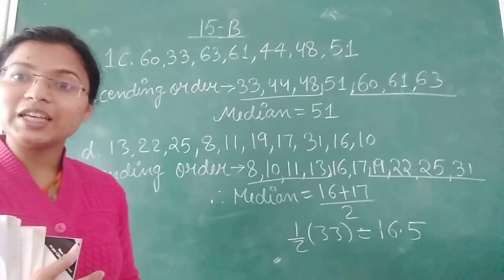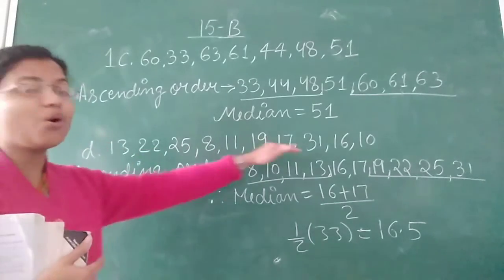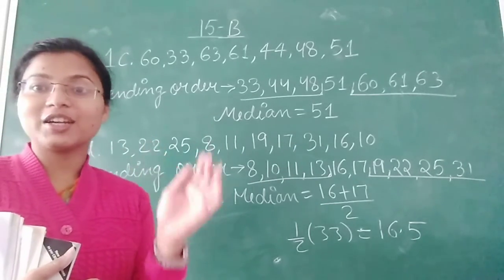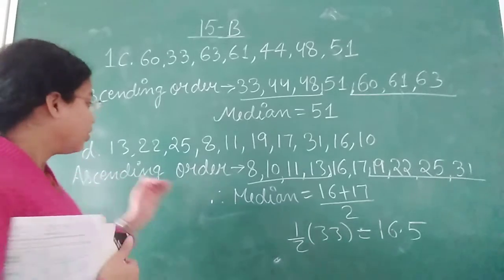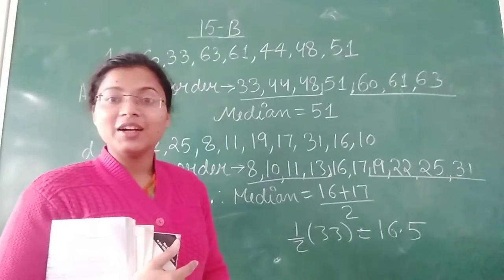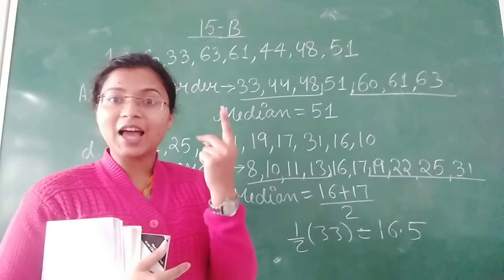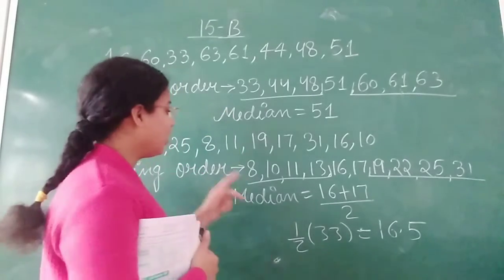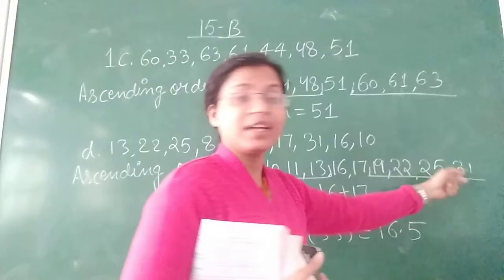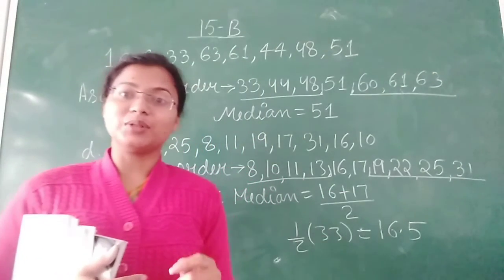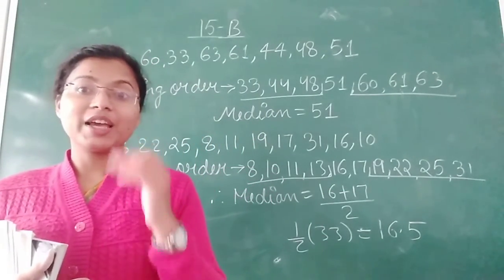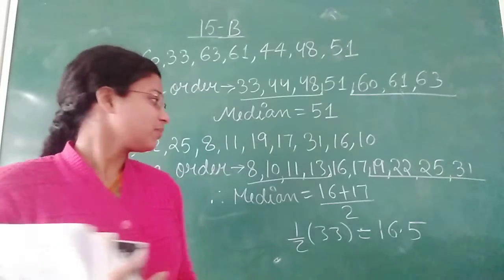In question number D also there is no arrangement. So first step should be to arrange it in the ascending order. So this is the arrangement of ascending order. Now second step is to calculate the number of terms. 1, 2, 3, 4, 5, 6, 7, 8, 9, 10. Now we are having 10 numbers. 10 is an even number. That means we will get more than one median.